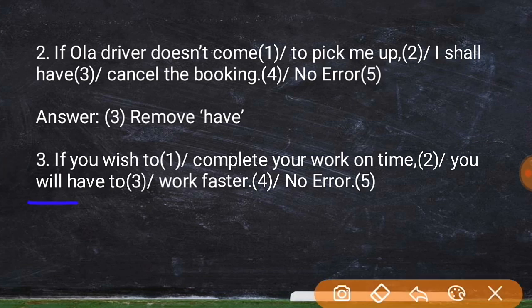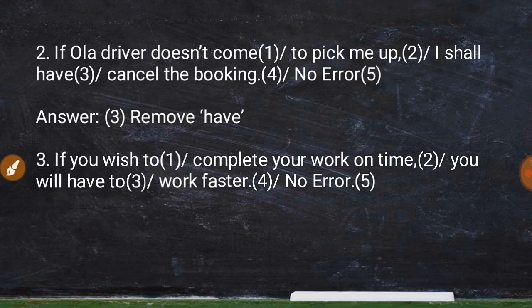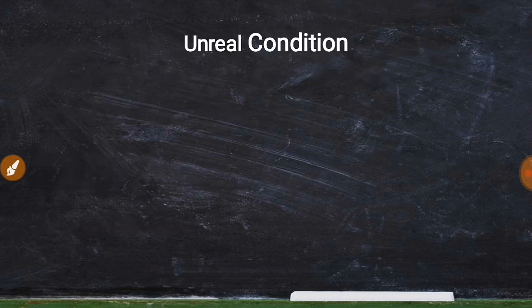Here, "will", then the present form of the verb, that is "have". The verb's present form is "have", and "have to" we are using, then the infinitive "work faster". So this sentence is completely right. There is no error in this sentence. Now come to the unreal condition.